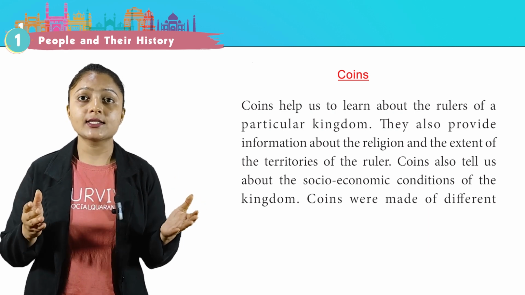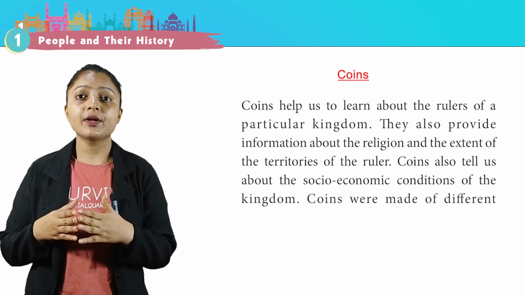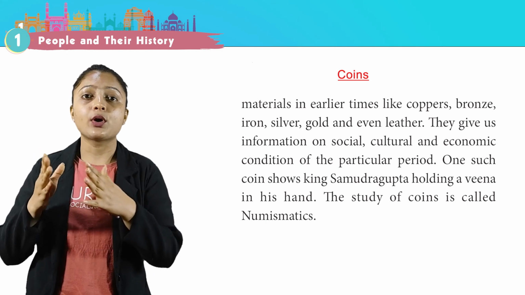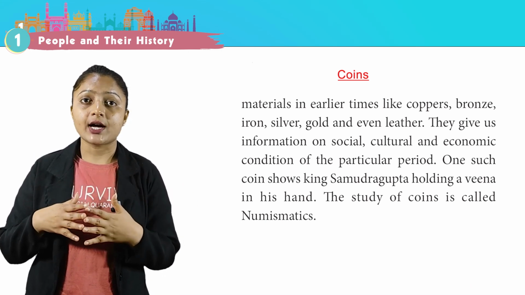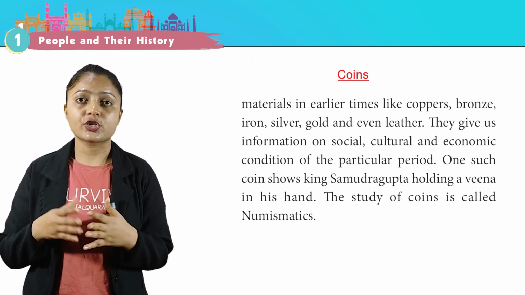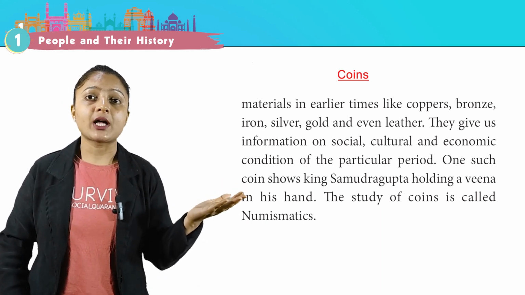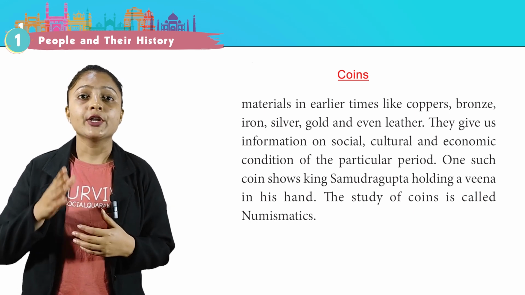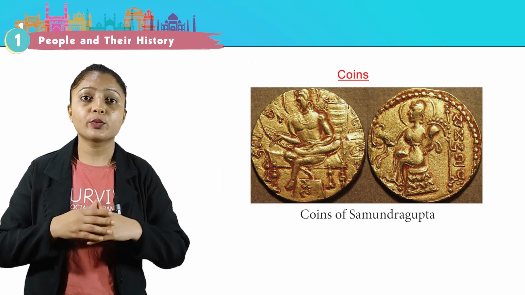Coins also tell us about the socio-economic conditions of the kingdom. Coins were made of different materials in earlier times like copper, bronze, iron, silver, gold, and even leather. They give us information on social, cultural, and economic condition of the particular period. One such coin shows King Samudragupta holding a veena in his hand. The study of coins is called numismatics. This is the picture of coins of Samudragupta.